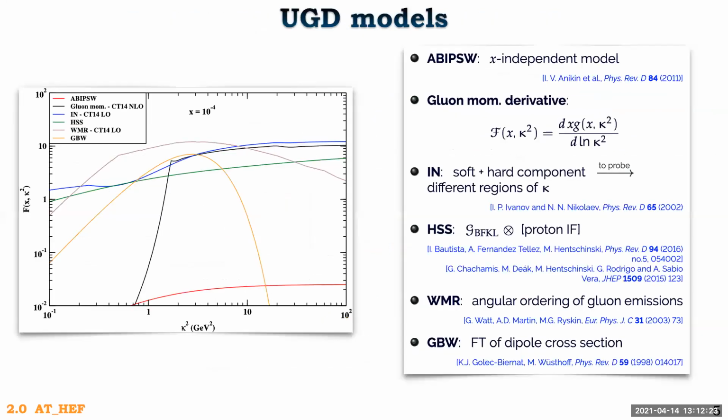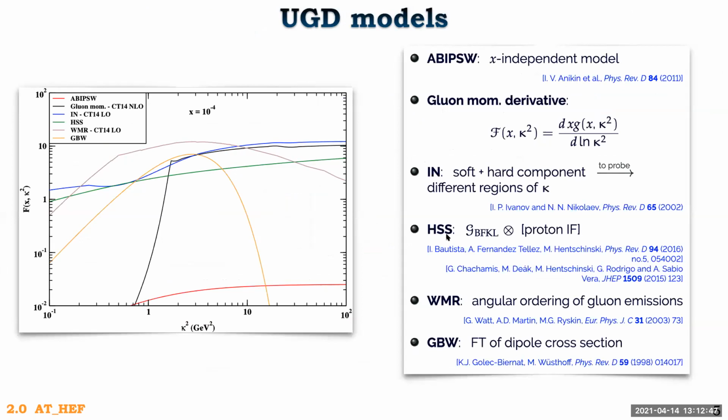And there are some models which were defined over the years and proposed to the community. Here I mention an incomplete list of them. For example, this model, which is an x-independent model, we can simply take the gluon momentum derivative. Then we have the Ivanov-Nikolaev model, in which we can probe different regions of kT via a soft plus hard strategy.